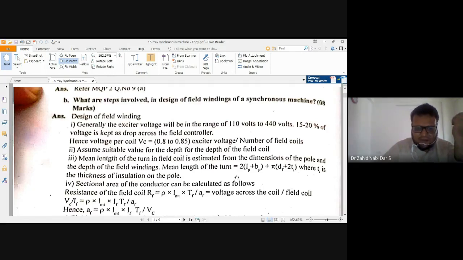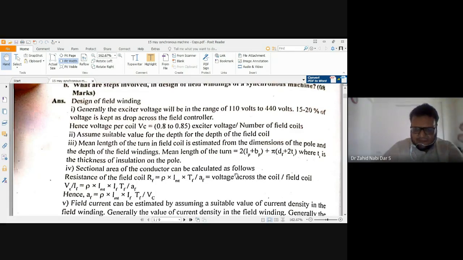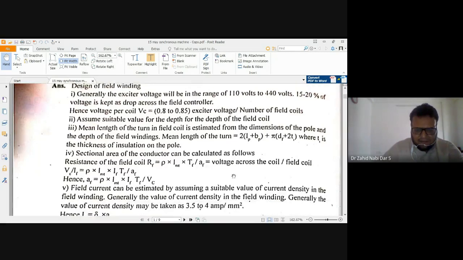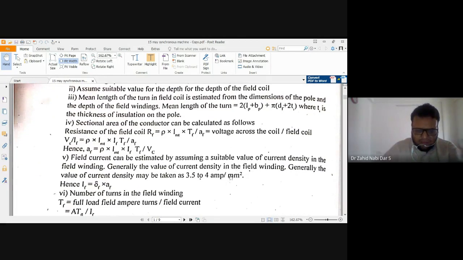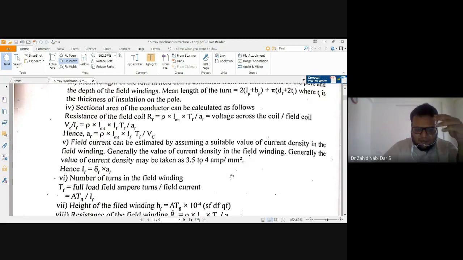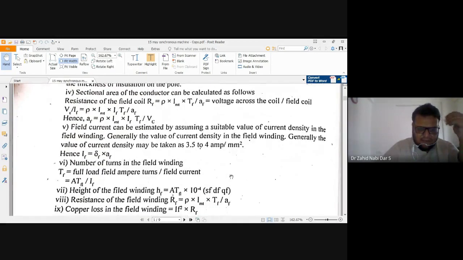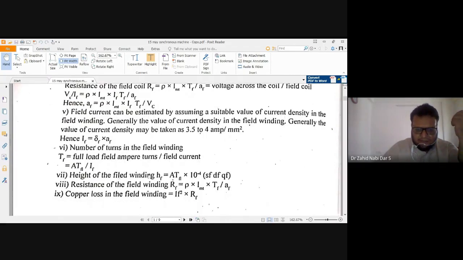Many a time the question paper comes conceptual also. At that time you cannot rely on these things. It was not there properly in this order, so I took this. Similarly, the number of turns in the field winding, same as in the transformer we have done, is AT into F divided by IF, and your height of the field winding would be given as AT into F in 10 power minus 4, and resistance you have already calculated.